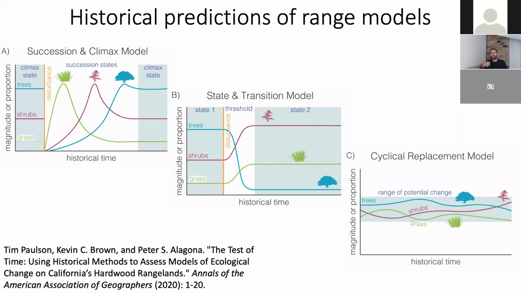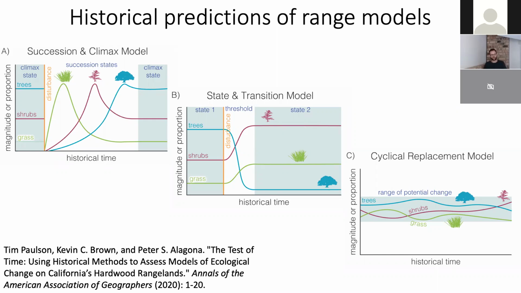Here we are. My co-authors and I, that's Kevin Brown, Pete Alagona, and I, identified the prevailing conceptual models used to understand ecological and especially vegetation change on coastal hardwood rangelands in California. And because they're change over time models, they do, to different degrees, have predictions that you can look for in the historical record. That was our idea anyway. And this basically is what those models look like if you imagine them as historical narratives.